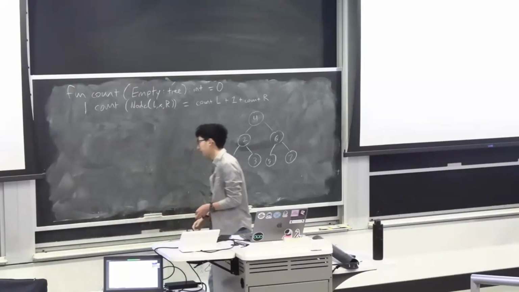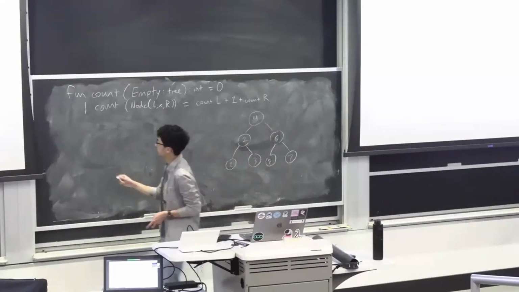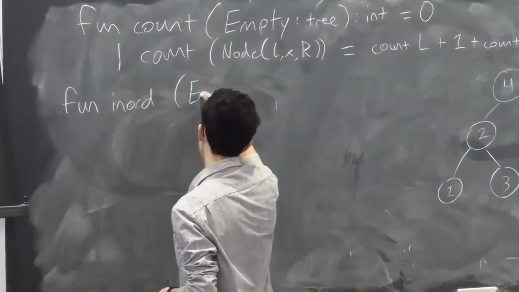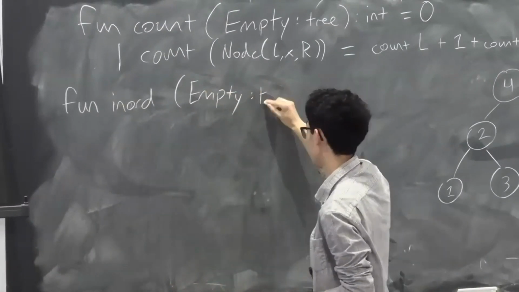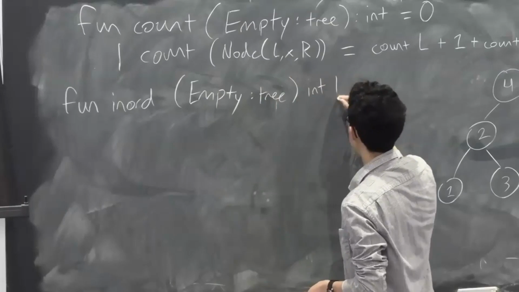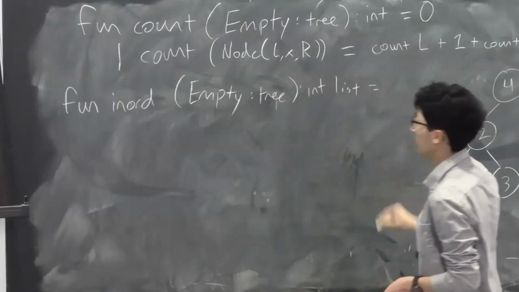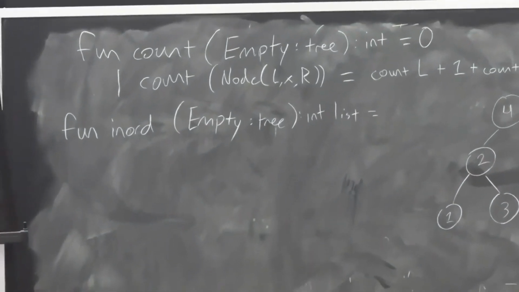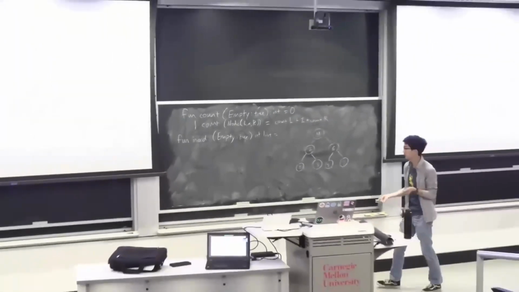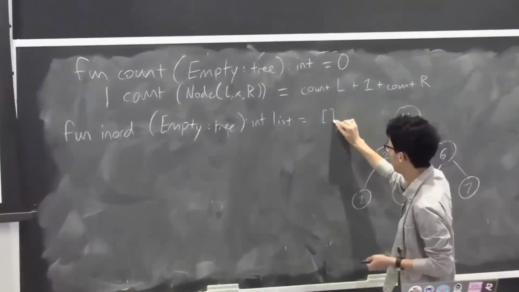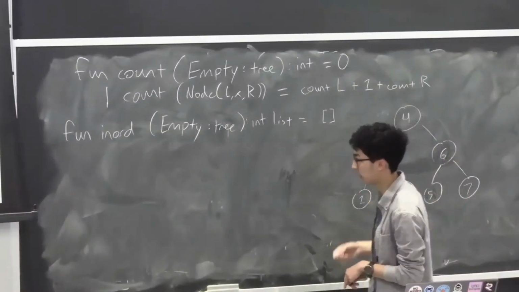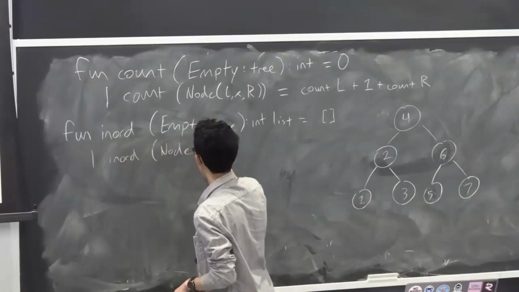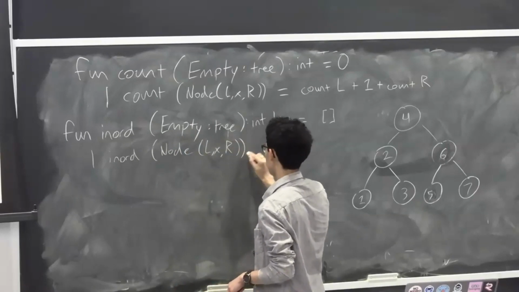So first off, let's implement in-order traversal. So we're going to write it here. Remember, first move, empty. And I want to get out of it an int list. Now, if this doesn't make sense to you, you can think, what's the in-order traversal of the empty tree? What is the list resulting from visiting all the elements in the empty tree? And it should be obvious to you that the answer is nil, the empty list, right? There are no elements to visit, so I return empty. Fair enough. Then we go inord of node L X R, as usual. What do I return here?